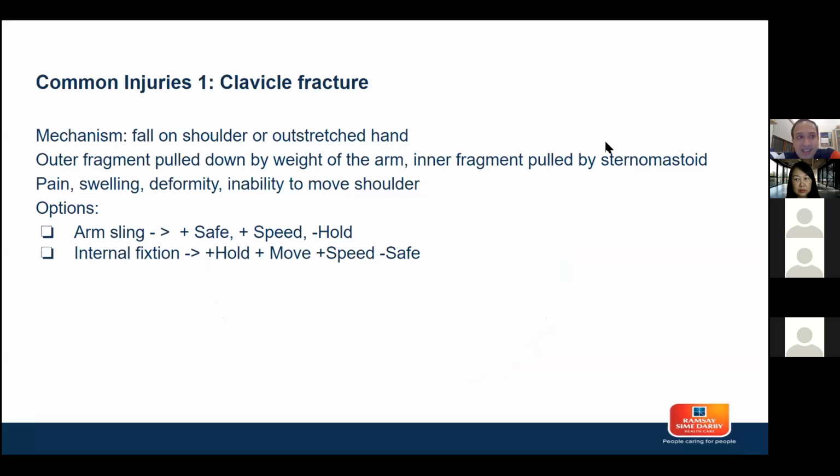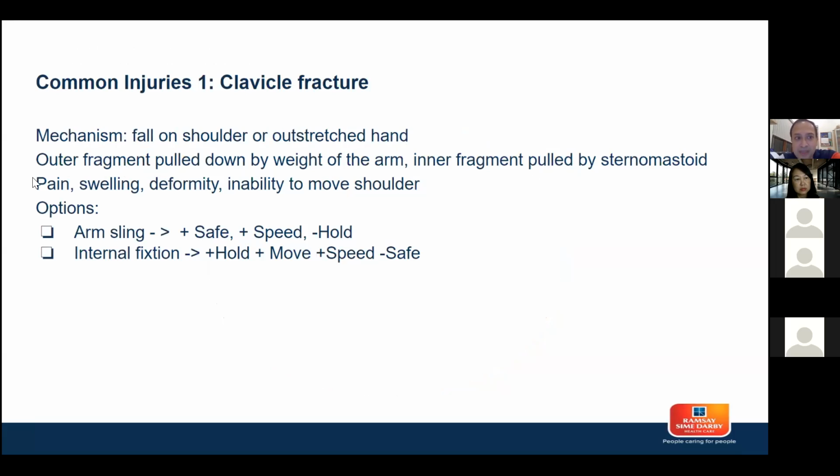Clavicle fractures, the collarbone. Mechanism, usually patient falls on an outstretched hand or direct impact to the shoulder, falling off a bicycle, commonly I've seen that. The outer fragment of the clavicle is pulled down by the weight of the arm, and the inner fragment of the clavicle is actually pulled by the sternomastoid muscle. So you get the displacement of the fracture.